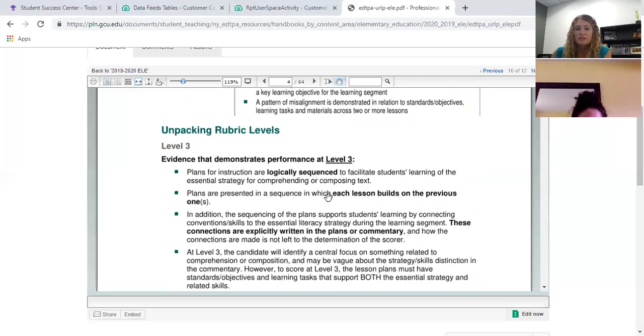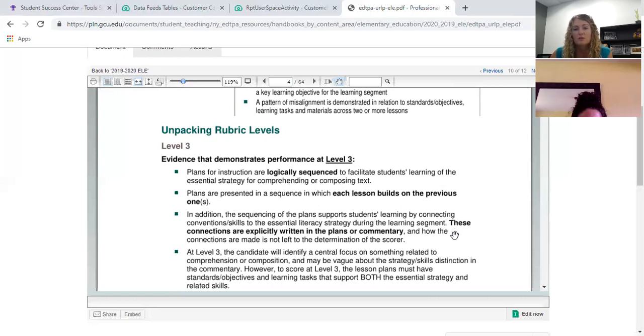Plans are presented in a sequence in which each lesson builds on the previous one. Of course, that will probably be natural to you if you're planning these 3 to 5 lessons all around the same learning segment, because you're going to have to challenge students a bit as you go on teaching the same concept throughout the week. In addition, the sequencing of the plans supports learning by connecting the conventions and skills to the essential literacy strategy during the learning segment.